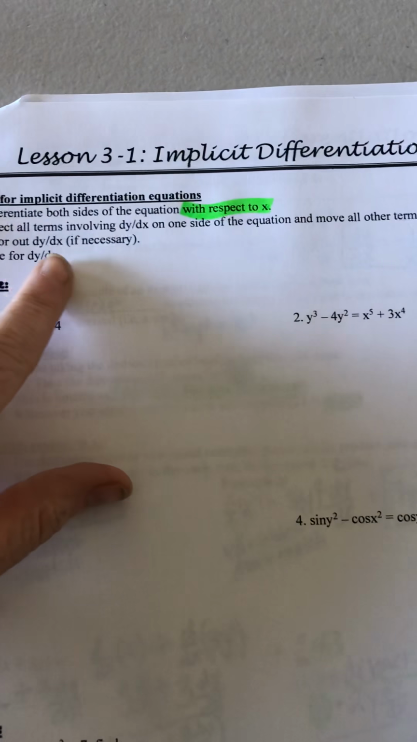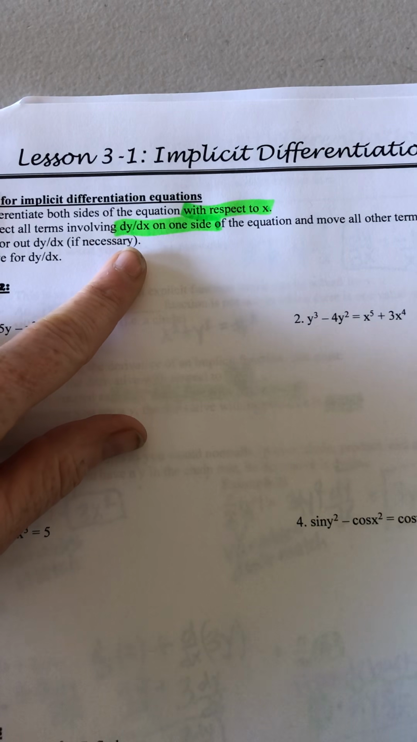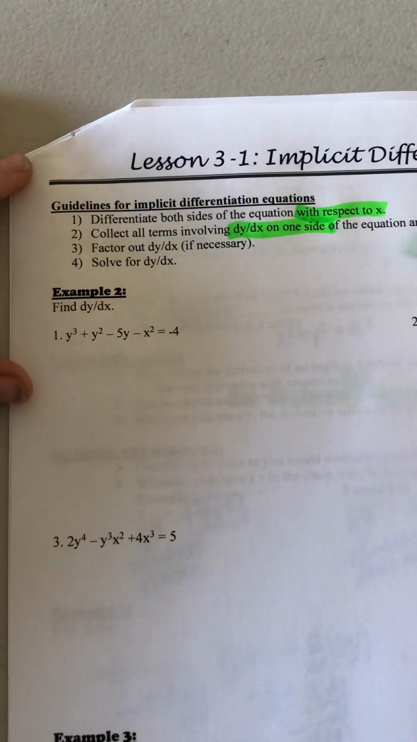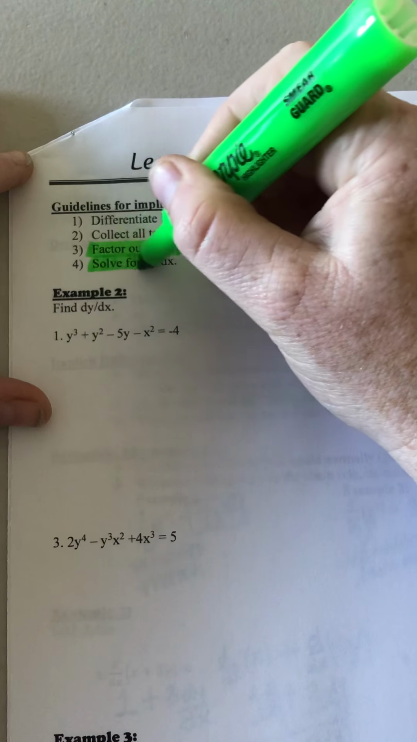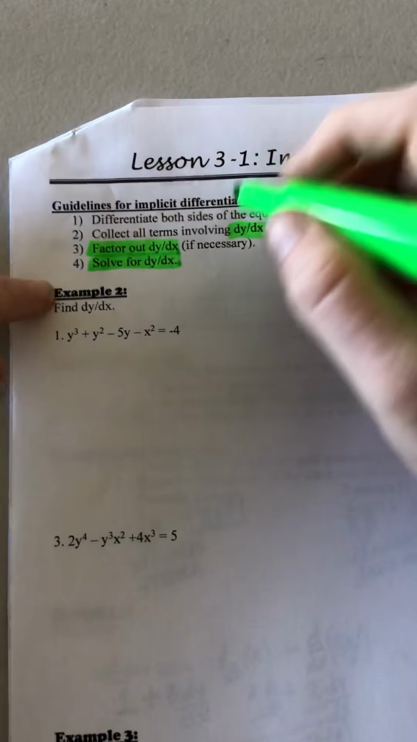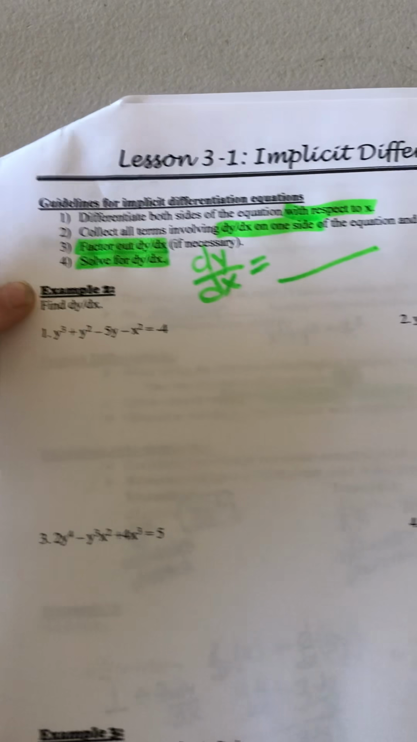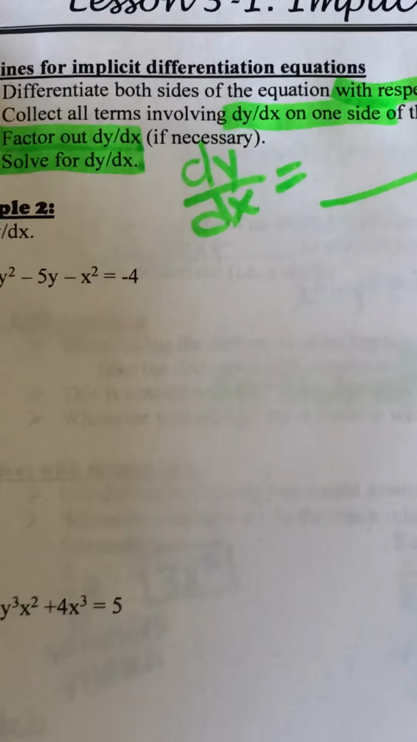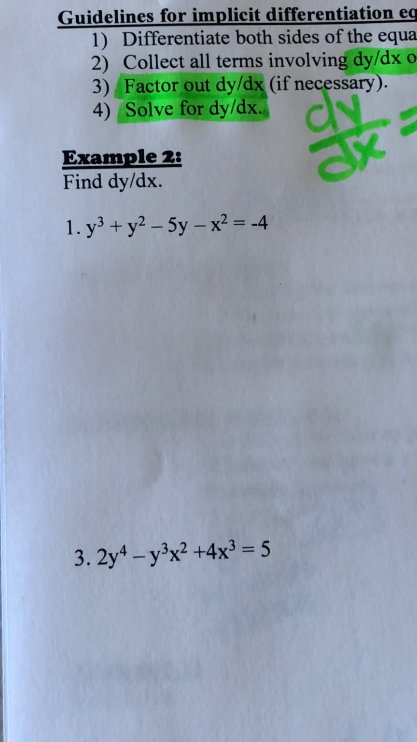Then we'll collect all terms involving dy/dx on one side of the equation and move all the other terms to the other side. Factor out dy/dx if necessary, then solve for dy/dx. So at the end, you actually want to have dy over dx equals blank. You want to have this, so we're solving for it. So we're going to find dy/dx, for example 2, by doing all of these steps.